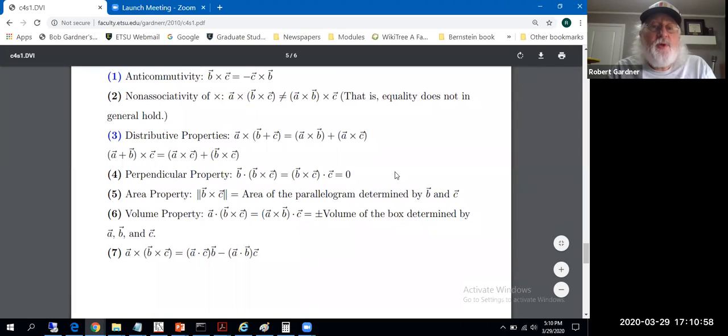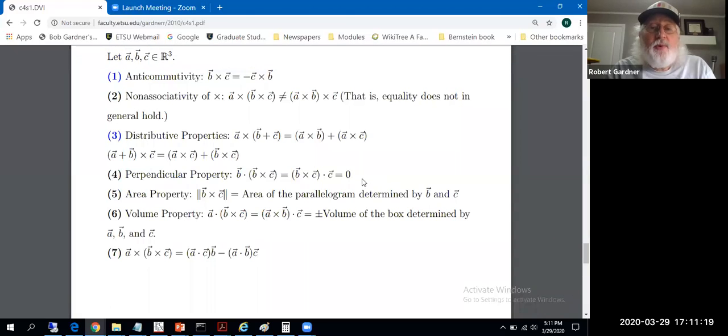We do have distribution: A cross (B plus C) equals A cross B plus A cross C. So we've got distribution of the cross product over vector addition. On the left and the right is the claim here, since there are different behaviors on the left and the right, apparently I reverse orders and different things happen.